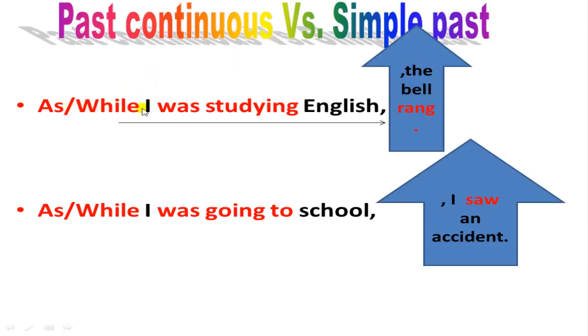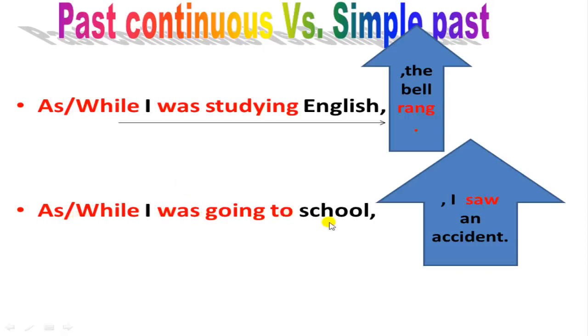As, while. As or while I was studying English, the bell rang. We use as, while. We have two actions, two sentences. One of them, the first one, past continuous. The second action, simple past. The action was continuing in the past while I was studying English. What happened? The bell rang. Another action came and stopped it. I stopped studying. And then the bell rang. I went to open the door. While I was studying English, the bell rang.